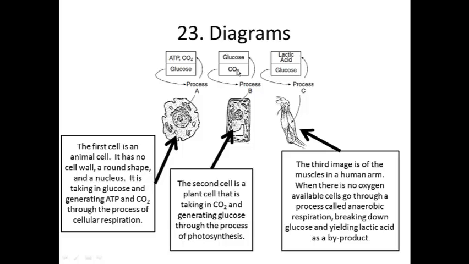The last image is showing some muscles on a human arm. So in this case, glucose is going into process C and producing lactic acid. Whenever there's no oxygen available for cellular respiration, the cells will instead go through fermentation, which is a type of anaerobic respiration. So that glucose will be broken down and it will yield lactic acid as a byproduct. Over time, that lactic acid can build up on your muscles, and that's what leads to cramps and that sort of thing from working out too much.